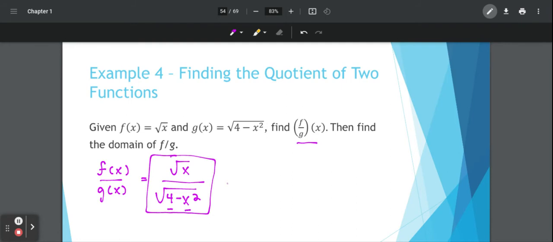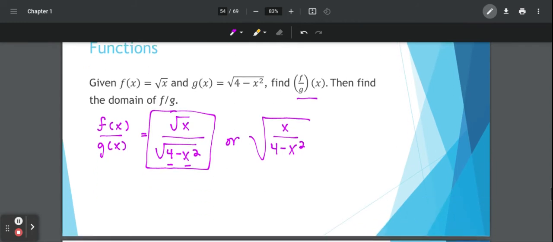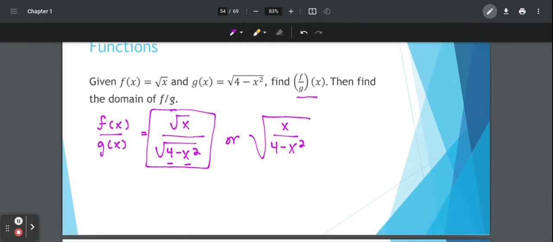Or if you wanted to, since they're both under a square root, you could put it all under one square root and write it as the square root of x over 4 minus x squared. The second part says find the domain. When you find the domain, we have to look at the two separate parts. We know that the domain for f is reals greater than or equal to 0, since it's the square root of x. When we have this 4 minus x squared, if we were to solve for x, we would get plus or minus 2 when it equals 0. So that gives us those endpoints.